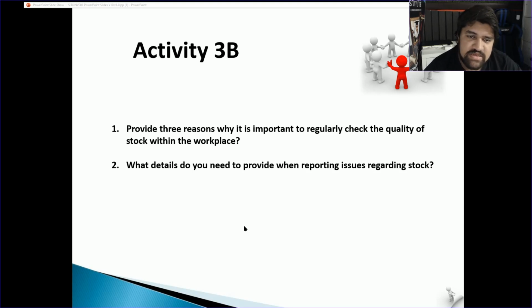So expand on that, okay, and I think 3 to 4 reasons, more than that. Alright. What details do you need to provide when reporting issues regarding stock? So you're thinking about the name and number, so the label number or name that the item is, where it's located, what happened, why it happened, what could we do to rectify this situation, any suggestions that you could make. Okay, we need this because we have a group of 10 coming to purchase this product, or we have a function that we need wedding cakes, or whatever it might be. Okay, so then your supervisors can take action based on that. Alright, so once you're done, come back and we can move on to the next one.